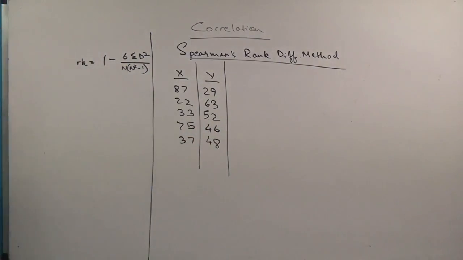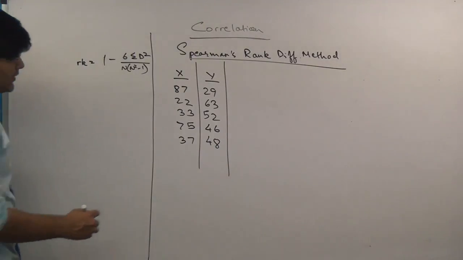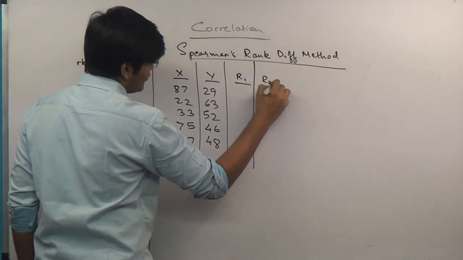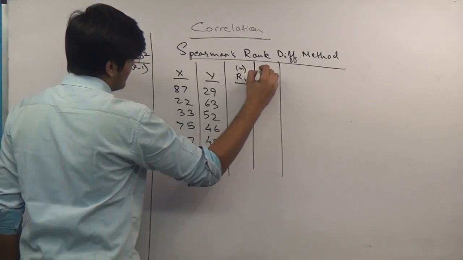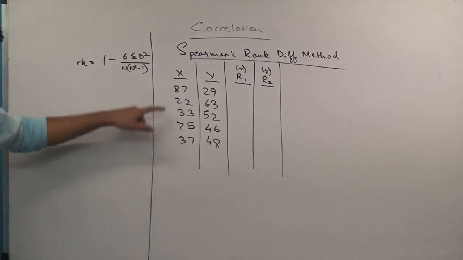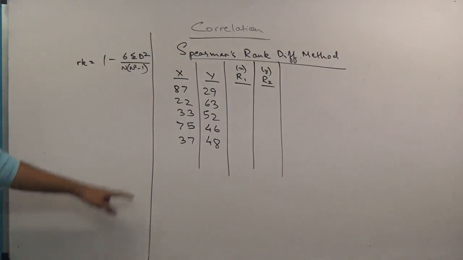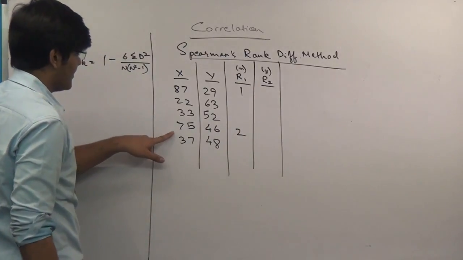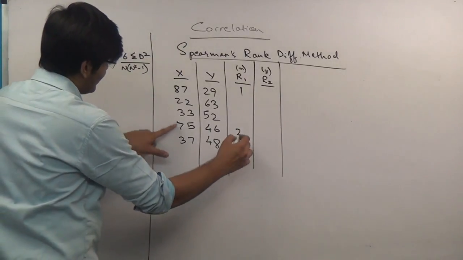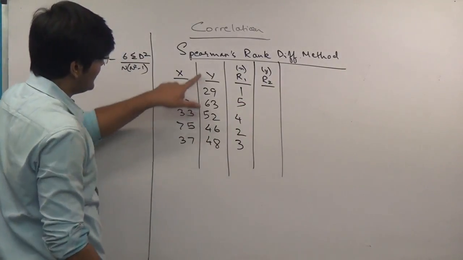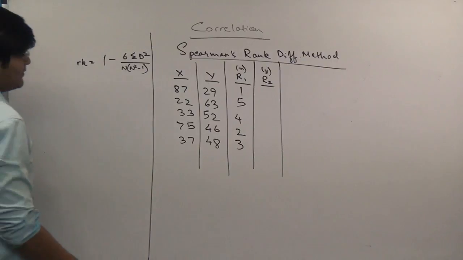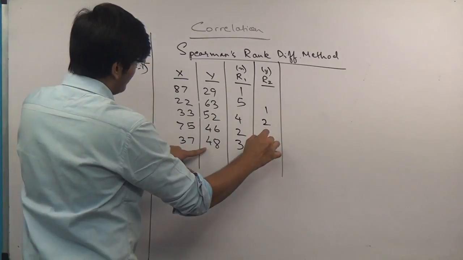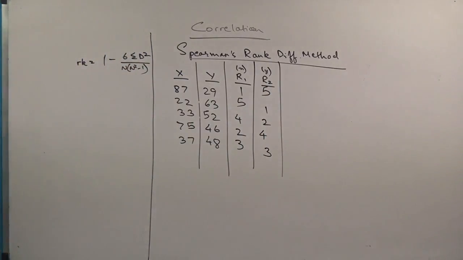Fine. Now we'll have to get the ranks, correct? So we take R1, rank 1, for column X and we take R2, rank 2, for column Y. Now which is the highest number here? Check for the highest number. 87, rank goes 1. Next is 75, rank is 2. Very easy. Rank is 3 for 37, 33 rank is 4, and for 22, 5. Similarly it applies for Y also. Highest number is 63, rank is 1. Next is 52, rank is 2, 48 is 3, then 4, then 5. Check if right or wrong.